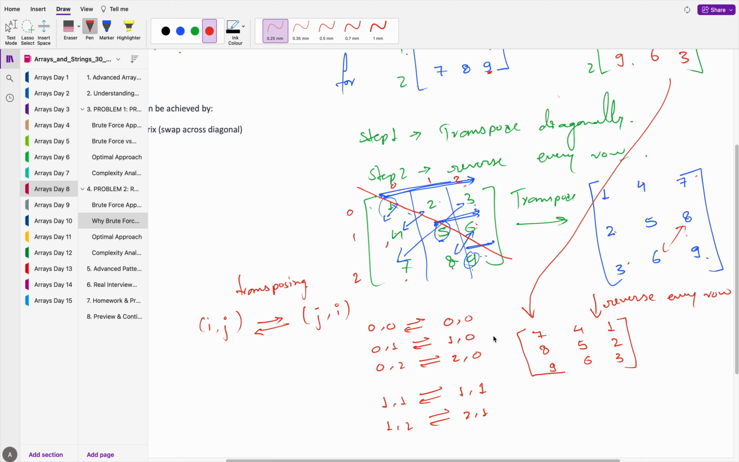This was done. Then after that, is there any other item? No. Go to the next row and now we have 2 comma 2 only. This will be swapped with 2 comma 2 only. So 9 was swapped with 9 only. Nothing else. That is how people arrived here. After the transpose, reversal would be very easy. So let's see the solution here.